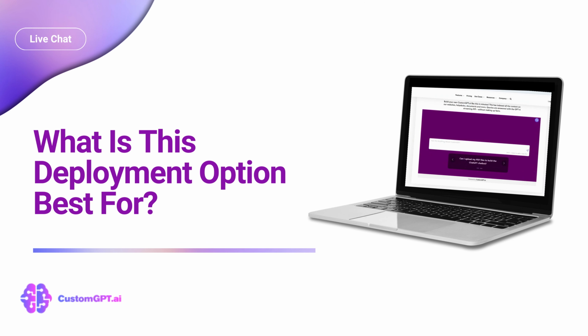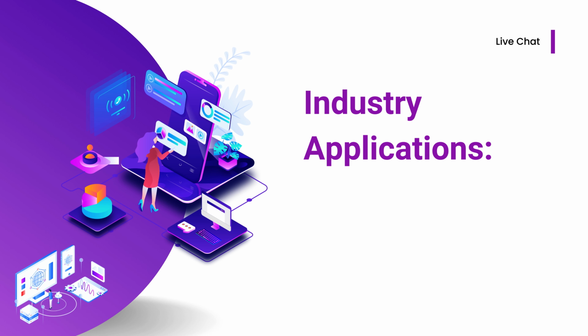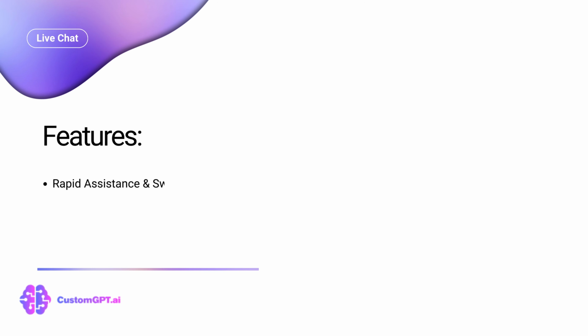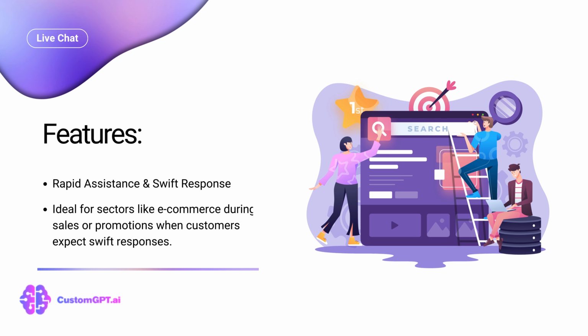Let's explore what this deployment option is best for. This deployment option is tailored to meet the needs of various industries, including e-commerce, travel and hospitality, tech support, healthcare, and finance. It provides rapid assistance and swift responses. It is perfect for sectors like e-commerce, where customers expect immediate support during sales or promotions.